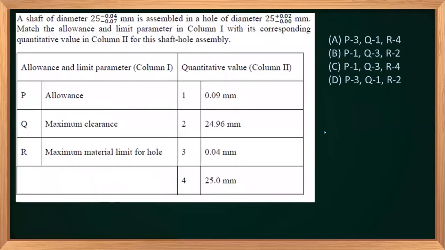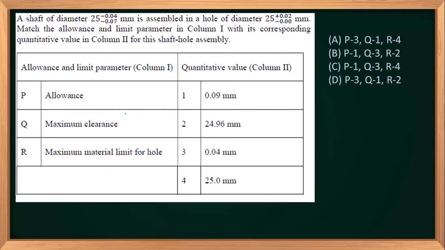Another question. This is from metrology. A shaft of a given diameter is assembled with a hole of a given diameter. Match the allowance and limit parameters of column 1 corresponding to the values in the other column. So we have to find out three things.